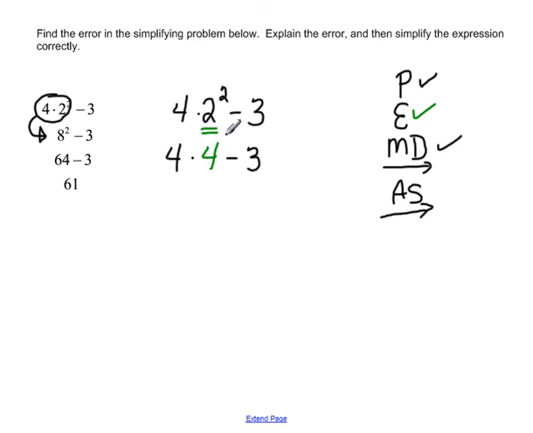Now we can do our multiplying. 4 times 4 is 16 minus 3. And 16 minus 3 is 13. So that should be our correct answer right there. Always be careful. Don't just presume to go left to right through the problem. Be sure you're working the order of operations correctly.